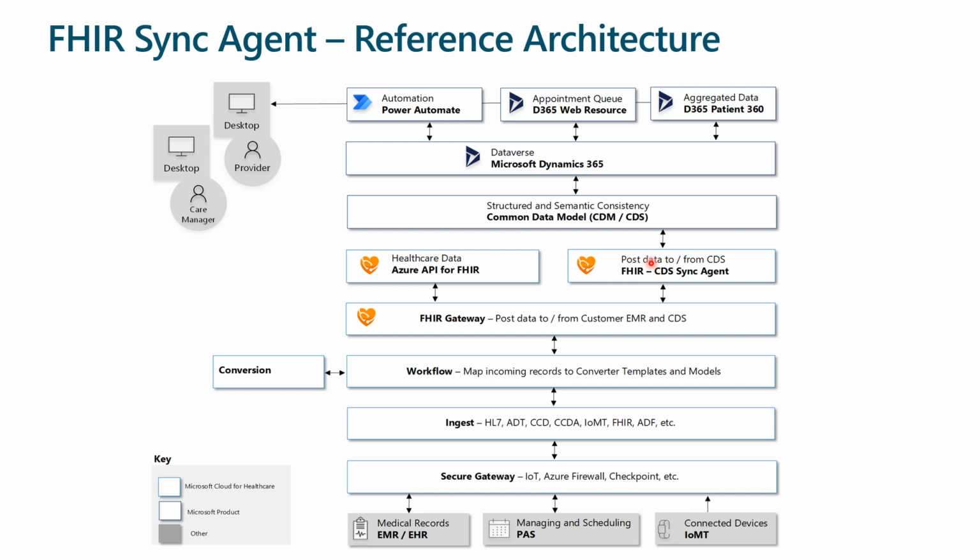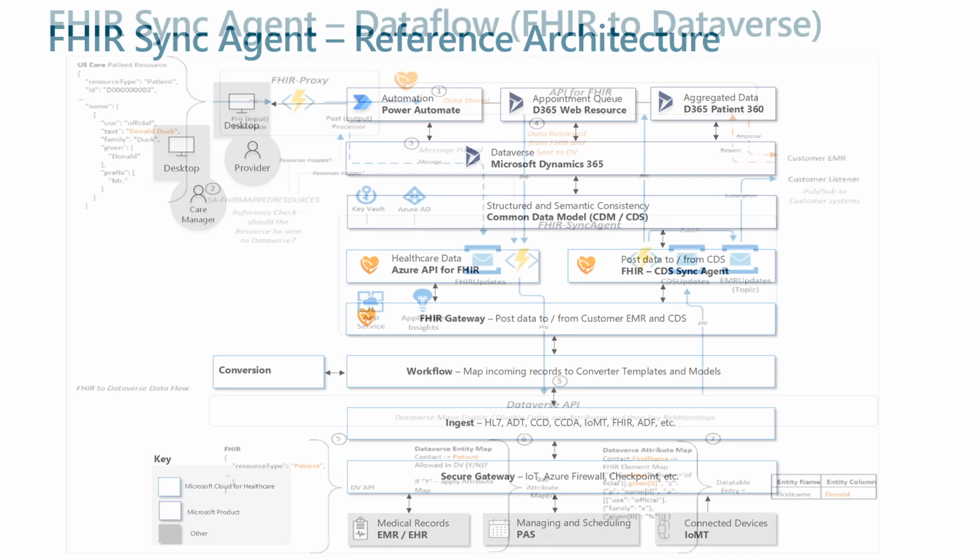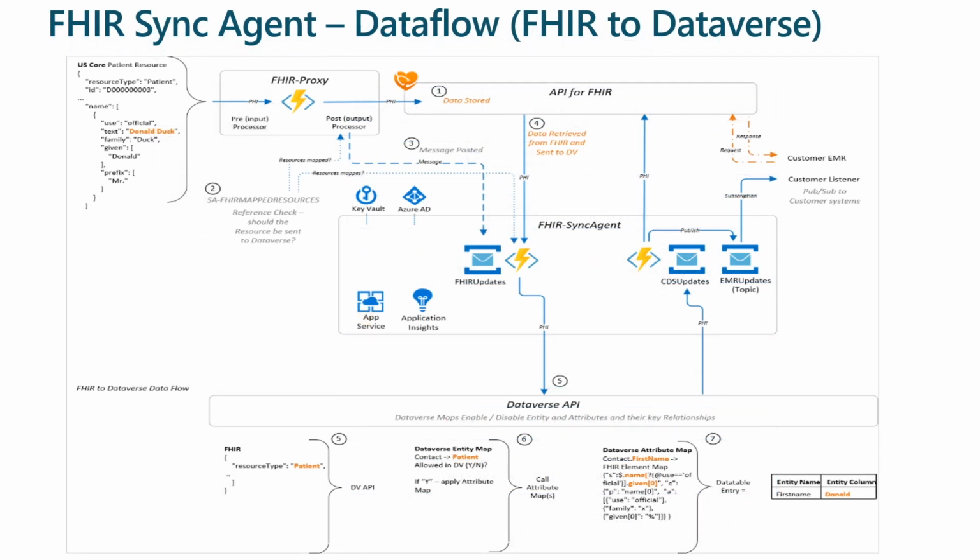FHIR proxy is responsible for eventing, and Sync Agent is responsible for transformation and processing changes. FHIR Sync Agent data flow from FHIR to Dataverse. When a change is made to a FHIR resource in the EMR, the FHIR bundle is posted to the proxy. The FHIR proxy sends this change to Azure API for FHIR and gets the response back.